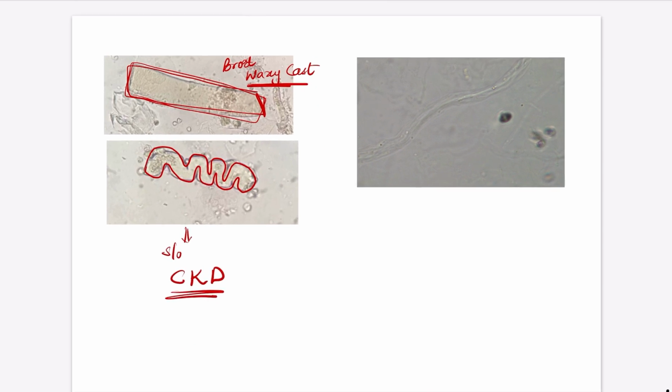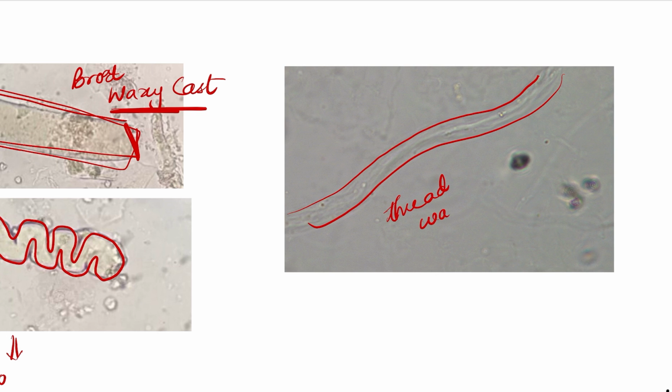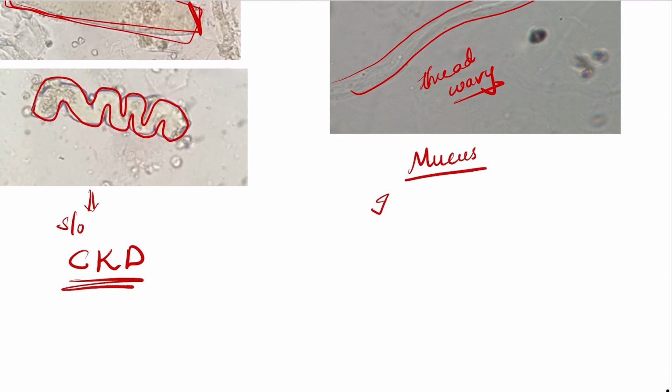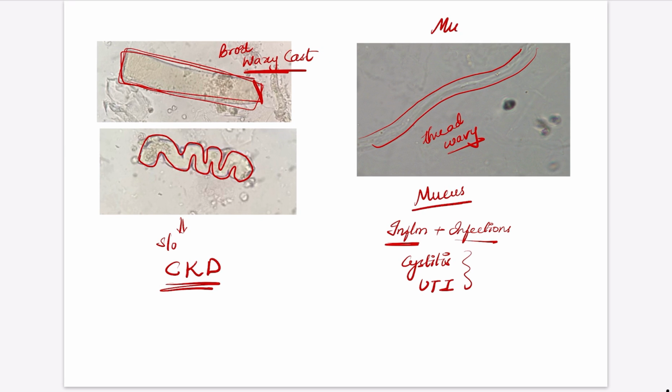Here again, this is also transparent material, the same as the waxy cast or the hyaline cast. But the difference is it is slightly thinner and wavy, like a thread. This is a mucus cast. Mucus is secreted by the tubular epithelial cells under certain inflammatory and infectious conditions. For example, inflammatory conditions like cystitis, and infections like urinary tract infections. In these conditions, mucus casts can be seen.